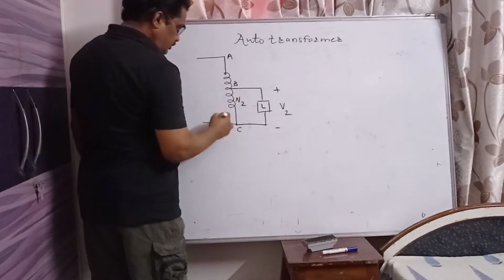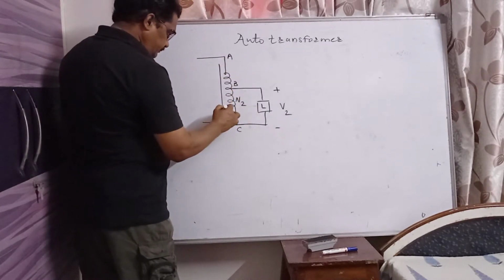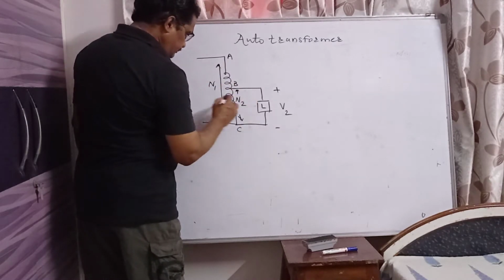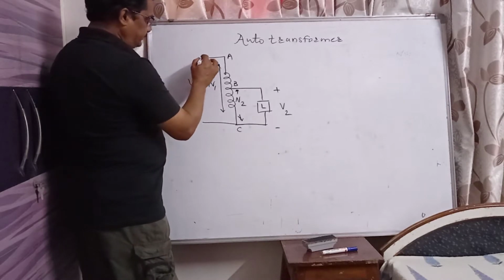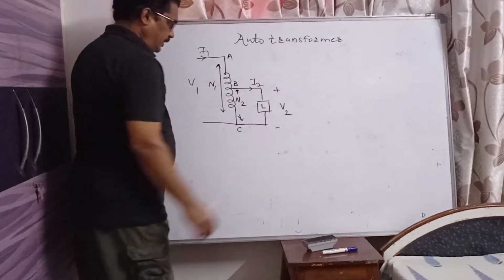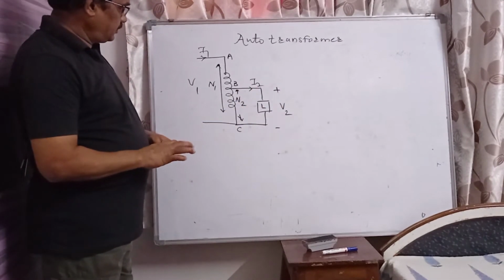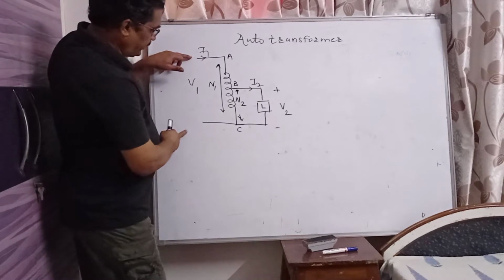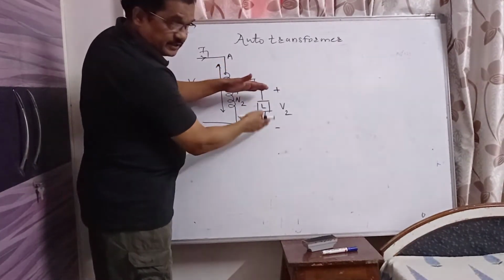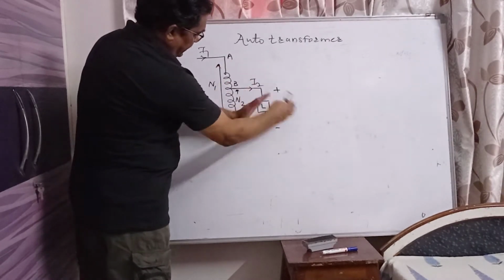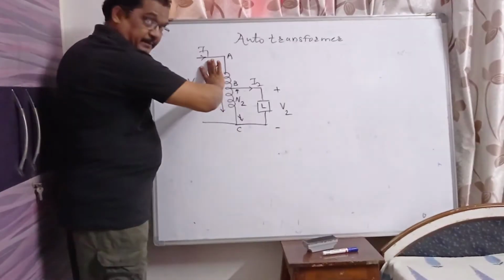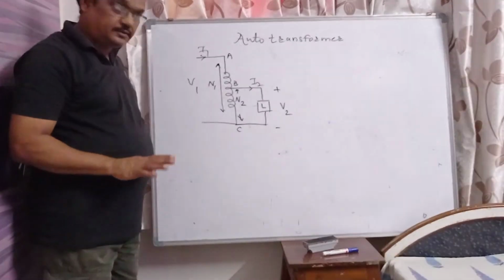This is N2. This is complete N1, and this is V1, I1. V1, the primary voltage, is applied to the winding. Here load is connected, so this much portion is secondary and this is primary. A single winding is used. This is primary, this is secondary.